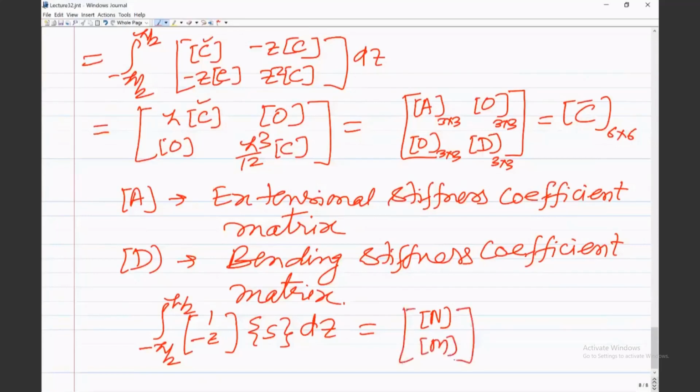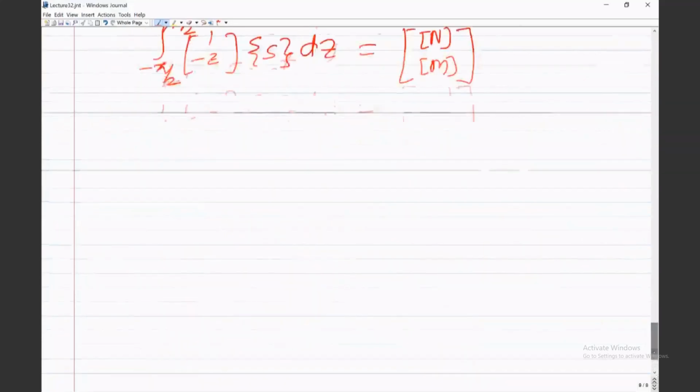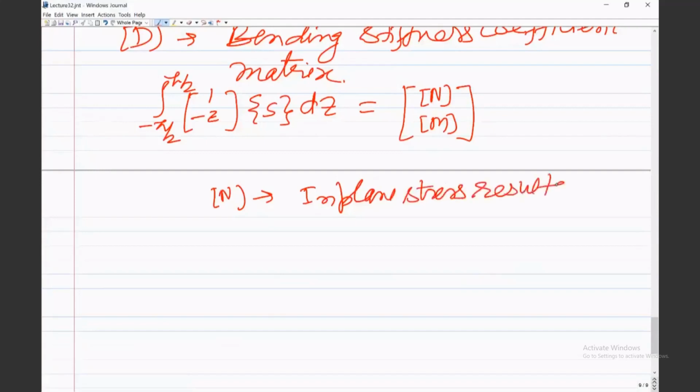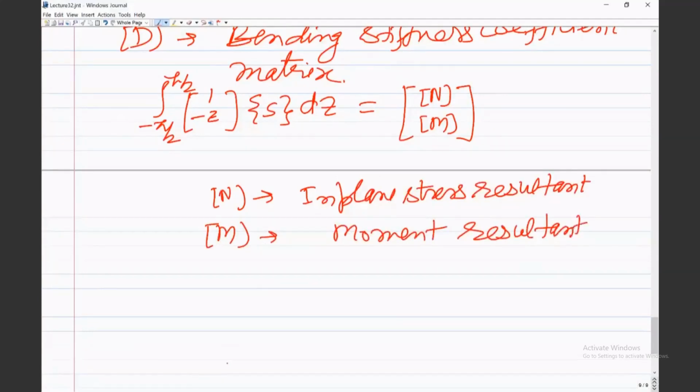So we can write this as N and M, where N is the in plane stress resultant, and M is known as the moment resultant. So you write these quantities like this.